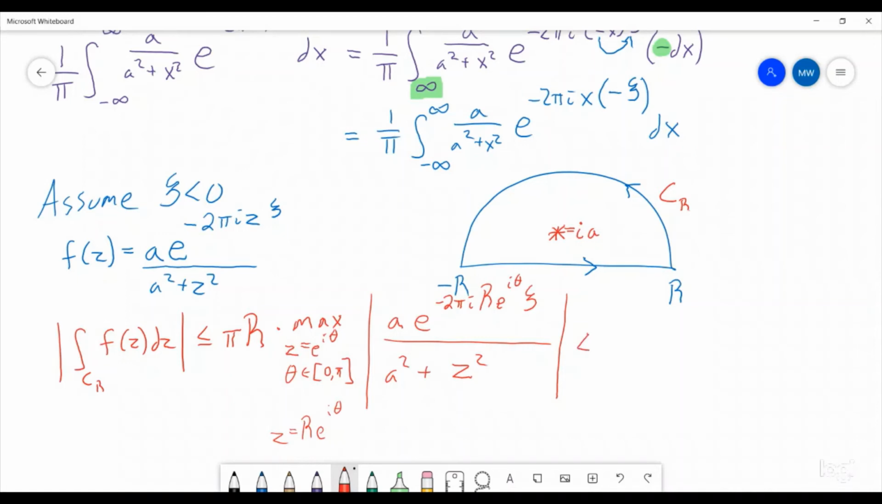which is going to be less than or equal to pi r times the little a. The denominator is greater than or equal to r squared minus a squared, and we're going to be looking at the maximum over all thetas in 0 to pi of e to the 2 pi r c sine theta, because that is the only part of the top that's actually real. So now that we have that, what's that maximum going to be? Well, here's how we're going to go through and do that.